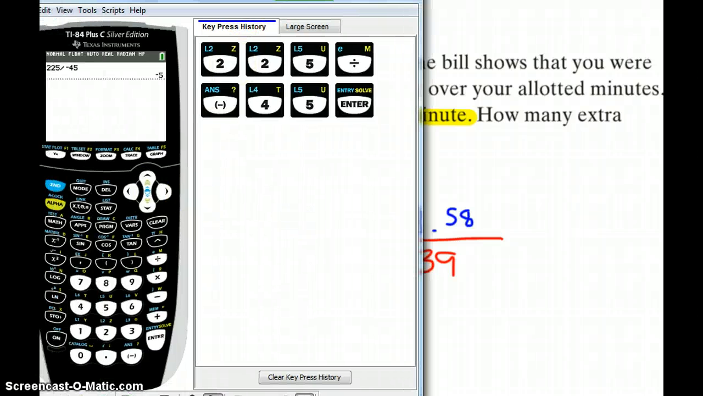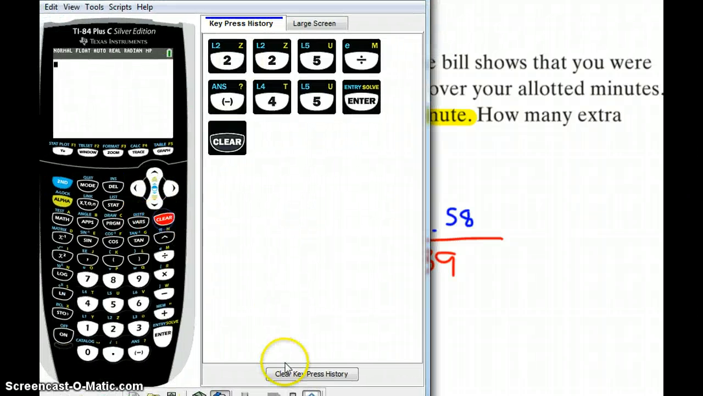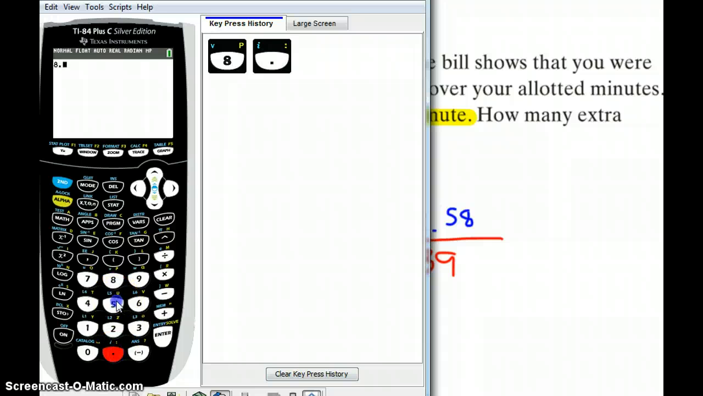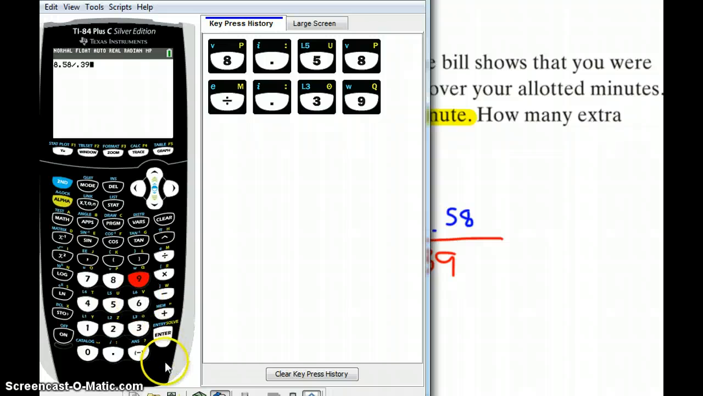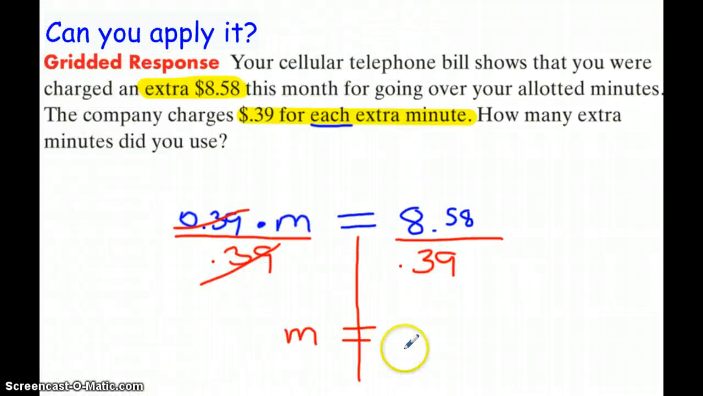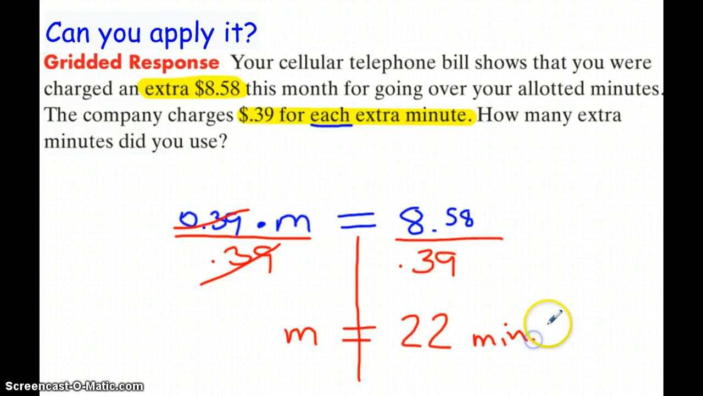Okay. 8.58 divided by 0.39. And let's see, 22. 22 is our solution for this problem. So let's say right here, 22. We were over by 22 minutes. Okay. That is our solution.